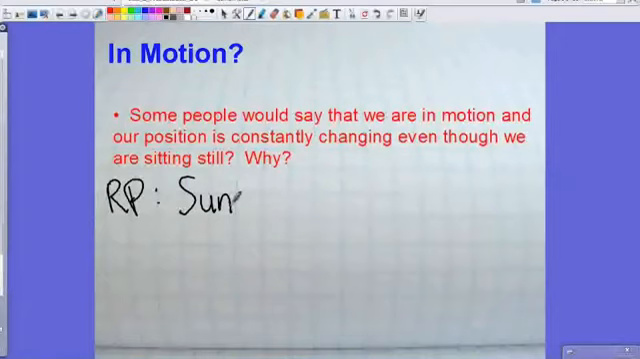Okay? So when we talk about something that's moving or in motion, it's really important that we understand the reference point. What are we comparing it to? All right, so right now, yes, if you compare it to the floor, you're not moving. But if you're comparing it to the sun, you're absolutely moving. Okay, so when we talk about things that are moving, you got to make sure that you understand what you're comparing it to, which is the reference point.